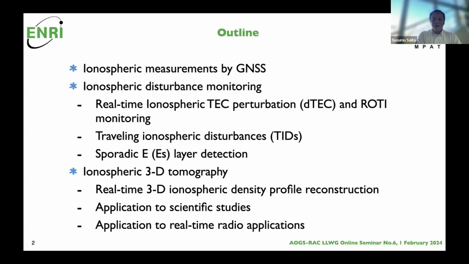Another one is the ionospheric 3D tomography. It's a reconstruction of the 3D ionospheric density profile, and I found it very useful not only for scientific studies but also for some radio applications.